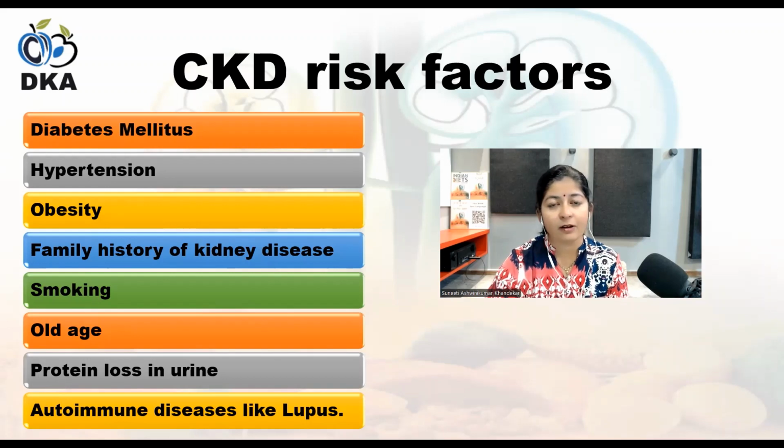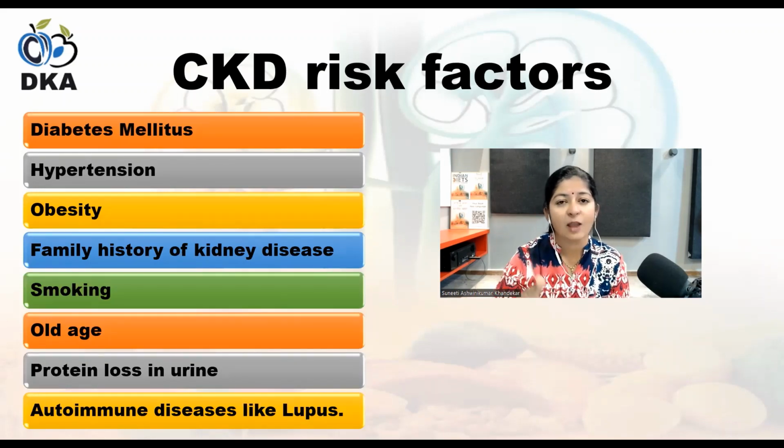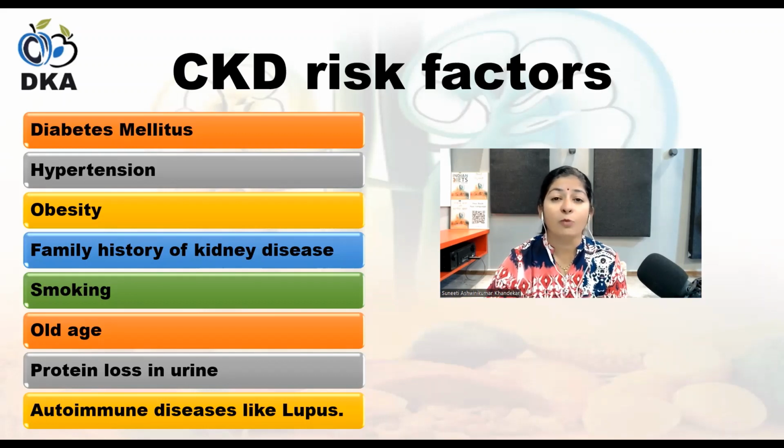Now, if a patient has been suffering from diabetes over a long period of time, he may land into chronic kidney disease. Or if the patient has had hypertension for very many years, or if the patients are obese to the extent that the basal metabolic rate is low and the BMI, that is body mass index, is too high, then those patients are at risk of kidney failure. Family history, smoking, so we need to control smoking.